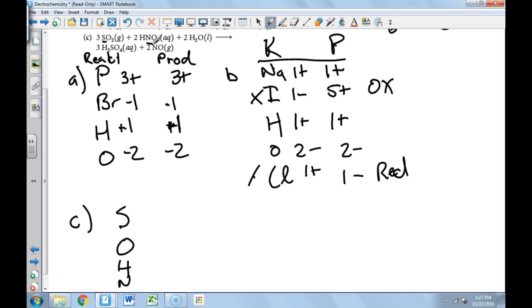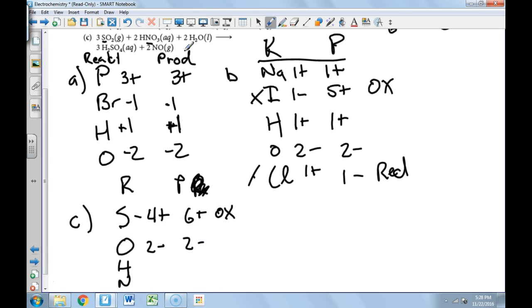It's a handy little tool to help us. So, sulfur, in the reactant and in the product. Here oxygen is always 2-, so let's write that down because we already know that. That makes sulfur 4+. In the products, oxygen is still 2-, but now sulfur is 6+. So we know that sulfur is, in this case, oxidized.